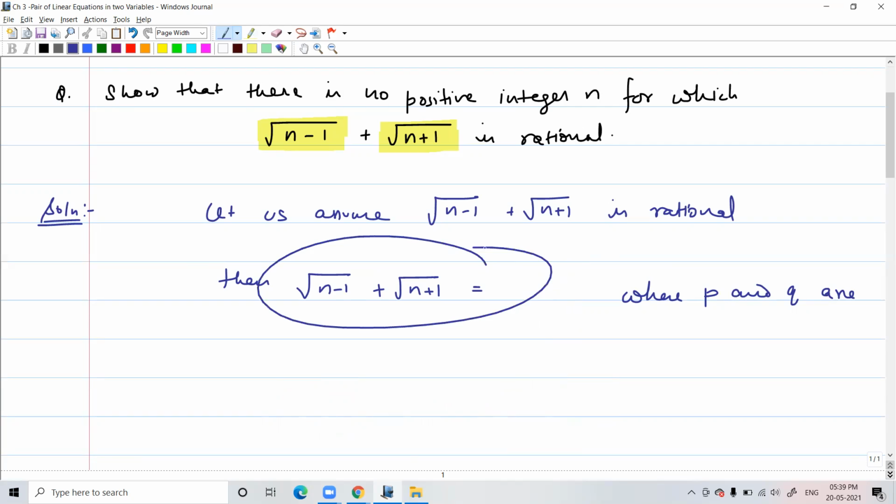Here we don't need to consider them co-primes because considering them simple integers is more than enough. So we'll just take the P by Q form where P and Q are integers. Considering them integers is sufficient for this problem. We don't need to worry about co-primes over here. We're not going to talk about factors of anything.